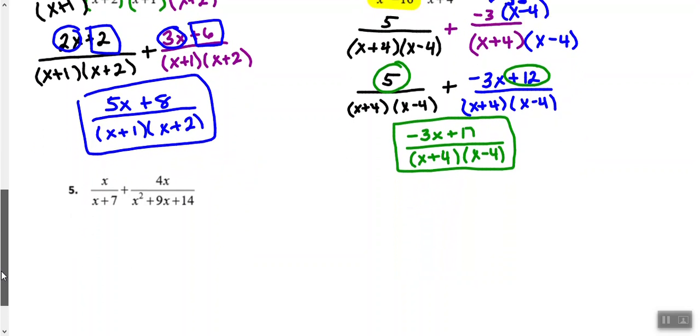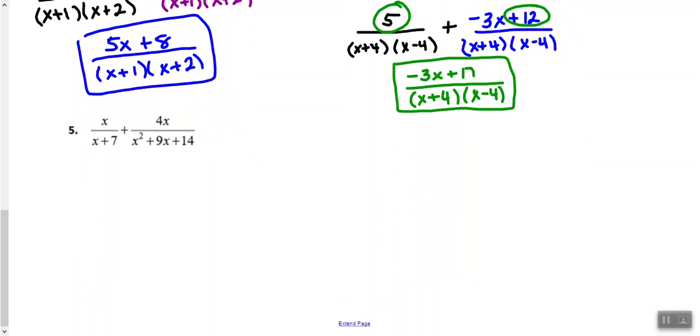And finally, we have problem number 5. Again, I see an x squared, so I'm going to have to factor, so that's what I'm going to do first. I'm going to rewrite my first fraction of x over x plus 7, and then plus. Now, I'm trying to think what multiplies to 14 but adds to 9, which is 7 and 2. And this is an easy factor because there's nothing in front of x squared. So it becomes 4x over x plus 7 and x plus 2.